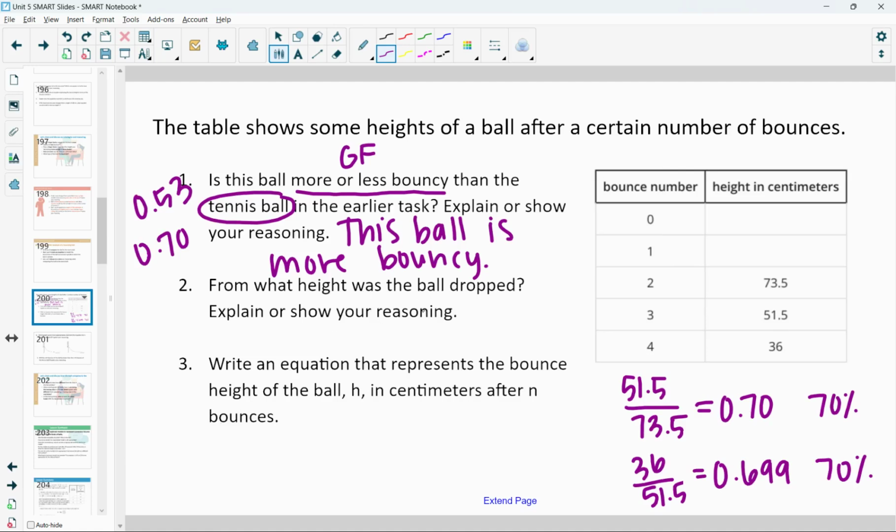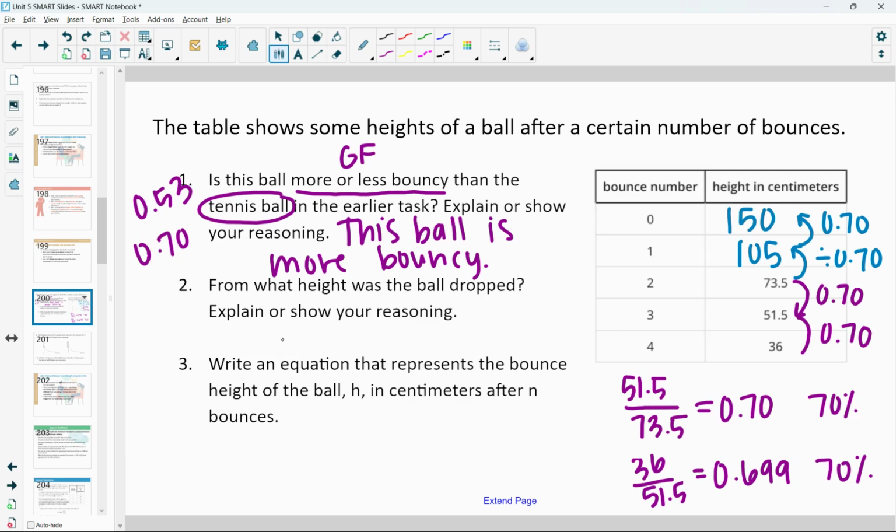From what height was the ball dropped? Okay, so we just figured out that going this way, we're multiplying by about 0.7. So then let's take a look if we go backwards from this. So this was multiplying. If you want to go backwards, you can divide by 0.7 to find those other values. So let's take 73.5 divided by 0.7, and we'll find out that this would have been about 105. And then we can divide by 0.7 again, and we'll get 150. So we could say 150 centimeters is where we think it was dropped from.